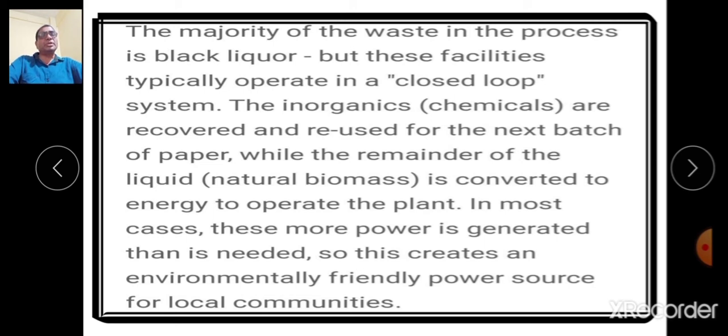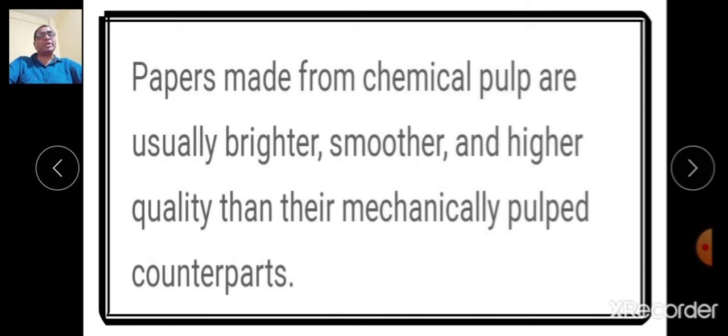loop system. The inorganic chemicals are recovered and reused for the next batch of paper, while the remainder of the liquid, that is a natural biomass, is converted into energy to operate the plant. In most cases, more power is generated than needed. So this creates an environmentally friendly power source for local communities. Now the papers made from chemical pulp are usually brighter, smoother and higher quality than their mechanical pulp counterparts.